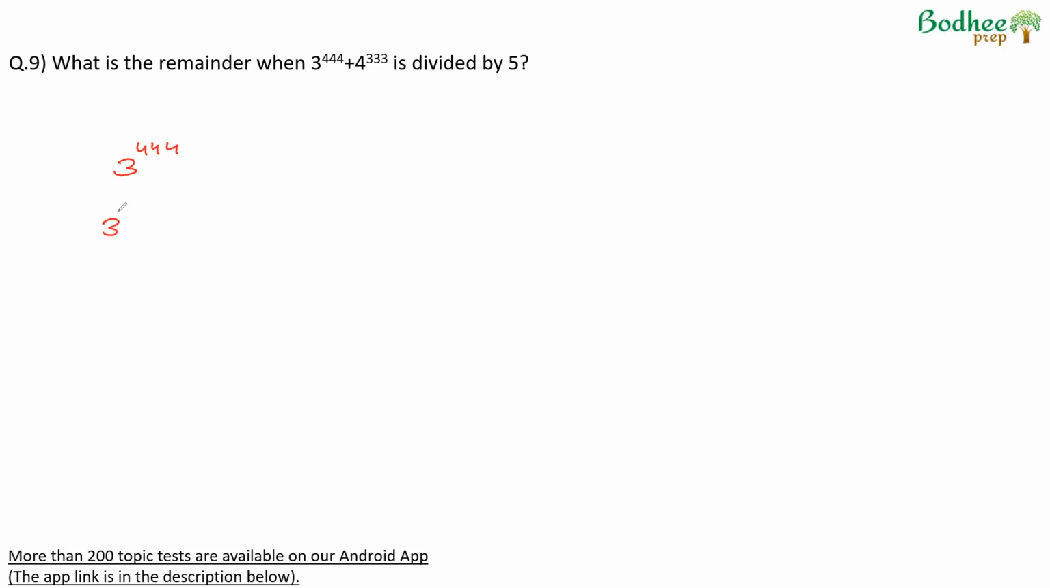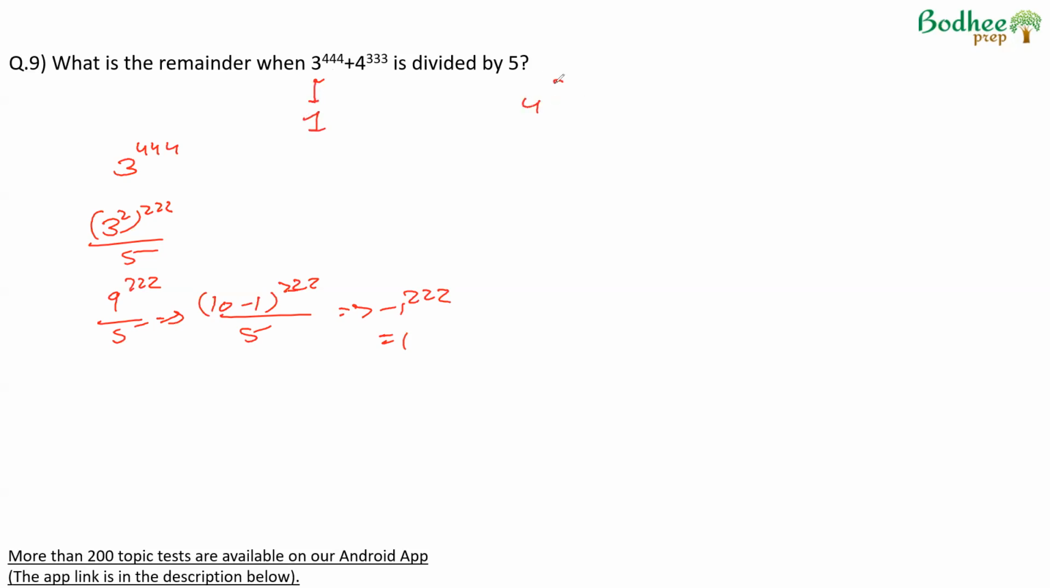So we can write this as 3 squared raised to power 222 divided by 5. So 9 raised to power 222 divided by 5. 9 is equal to 10 minus 1, raised to power 222, divided by 5. The remainder will be minus 1 raised to power 222, which is nothing but 1. So for this, the remainder is 1.